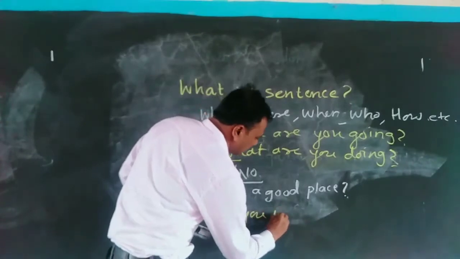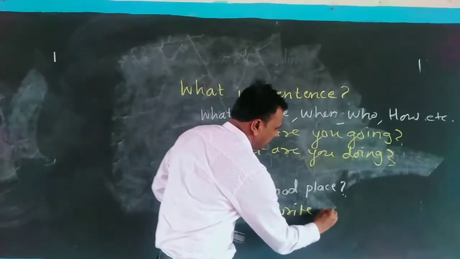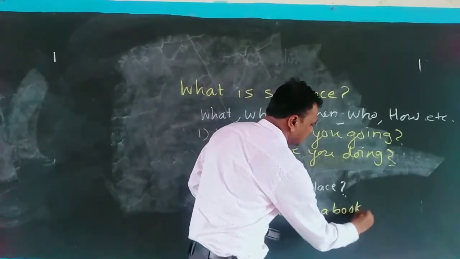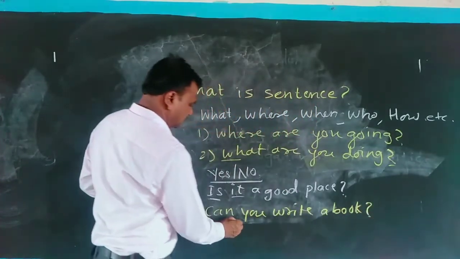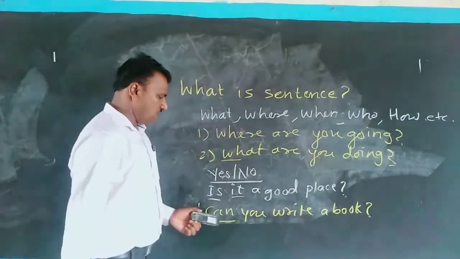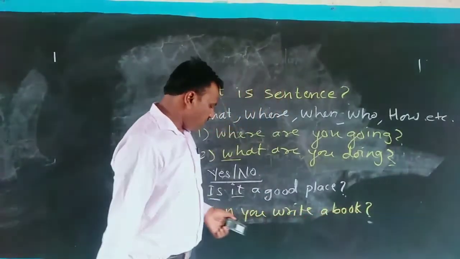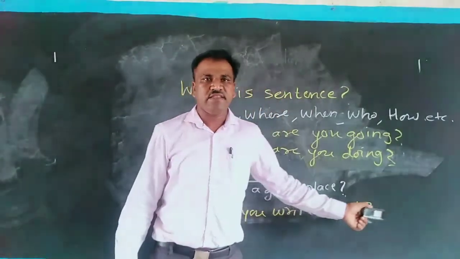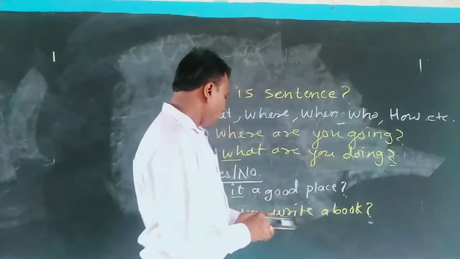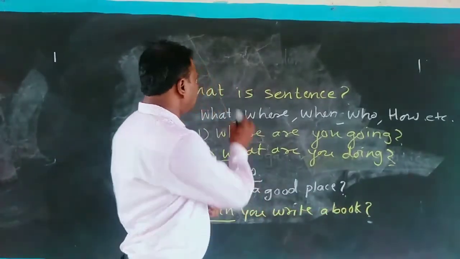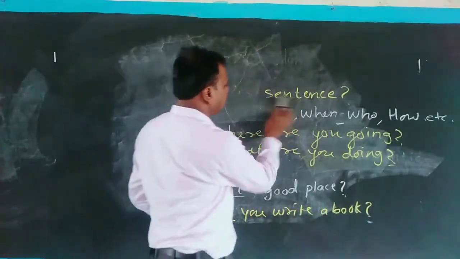Can you write a book? Here it is a question mark. The sentence began with can, a modal auxiliary, and ends with a question mark. And here the person will give you an answer only in yes or no. So this is the second type of interrogative sentence, that is the yes/no type.